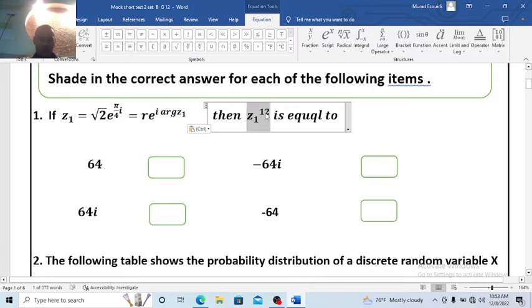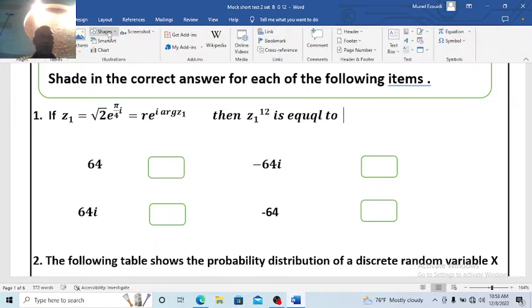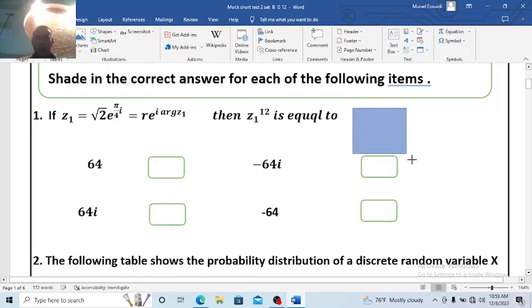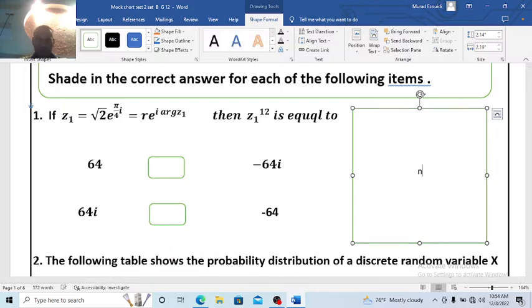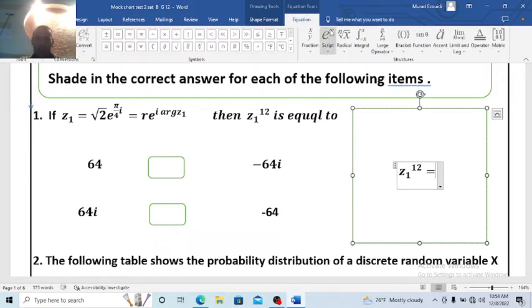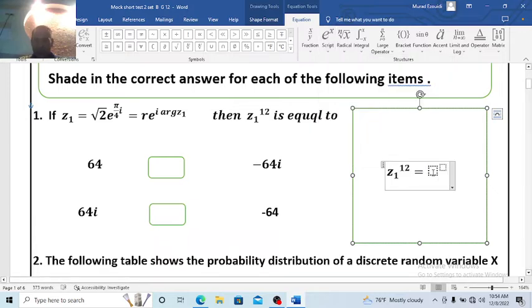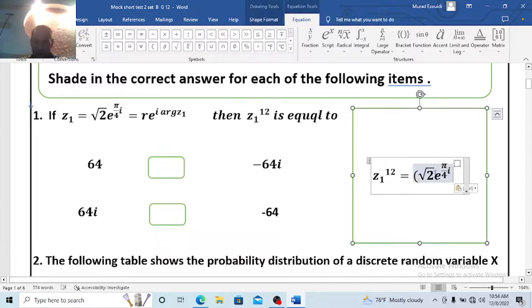I will solve this. z1 to the power 12 is equal to, I will open parentheses, the square root of 2 exponential of pi over 4 multiplied by i, raised to the power 12. This is how we can solve this question.